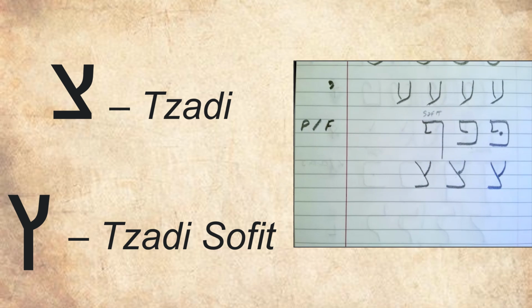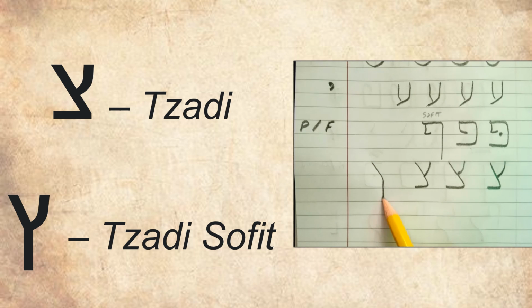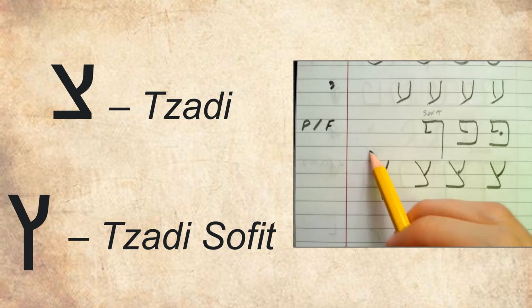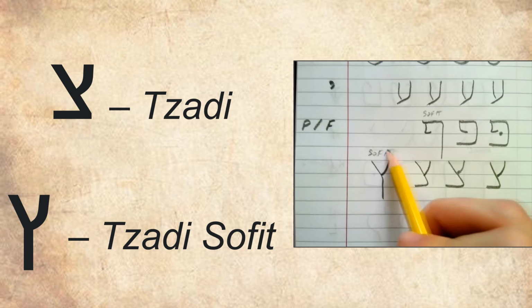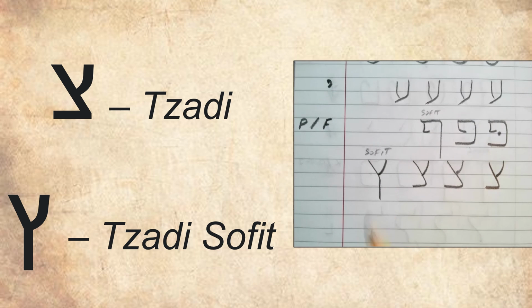So that's Tzadi. And here is the final of the sofit forms. This is the fifth and final of the sofit forms, which instead of going to the side, it goes down. So that's a Tzadi sofit. We're going to write sofit right here. Meaning, remember, the sofit can only be used at the end of a word. Whenever the word ends with the Tzadi, it ends with the sofit. But if it's at the beginning or in the middle of a word, it's just the basic Tzadi.